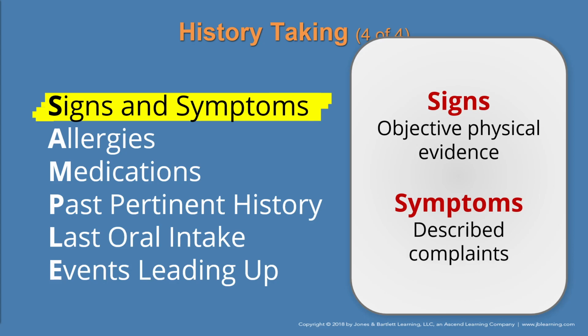Signs you can measure. Symptoms have to be described to you. So one is objective and one is subjective. One you can see and one you can't. So can anyone give me an example of a sign?